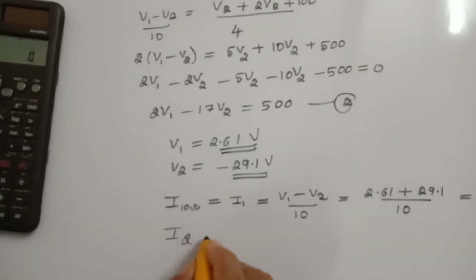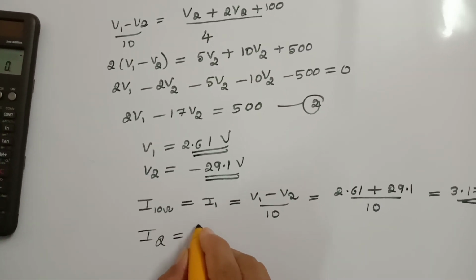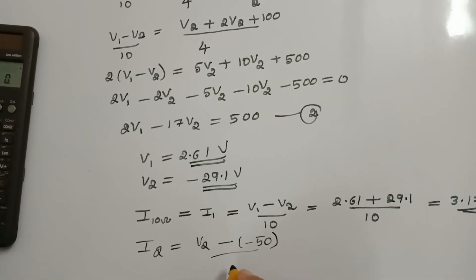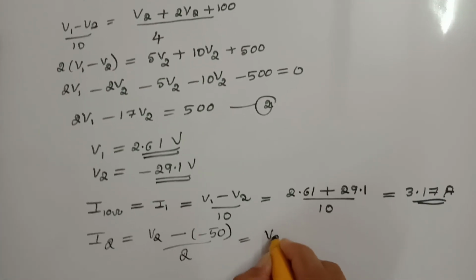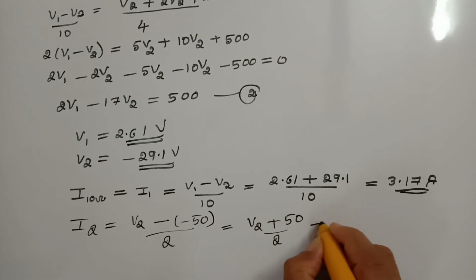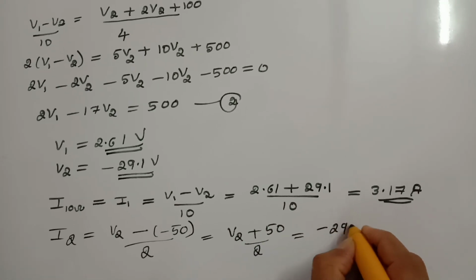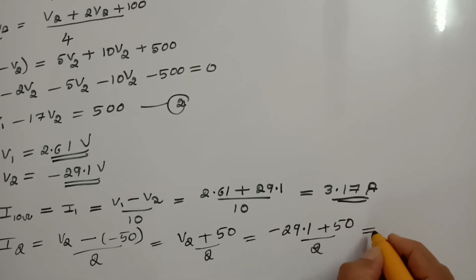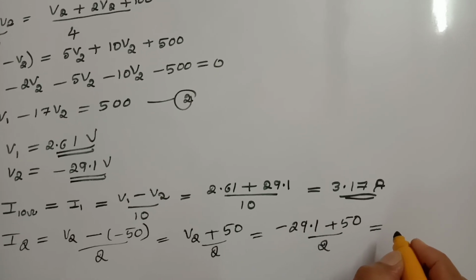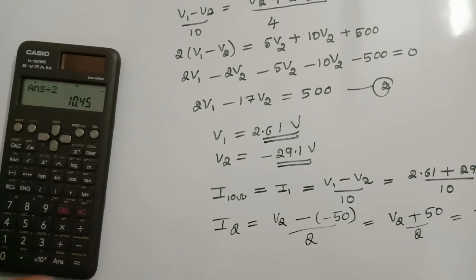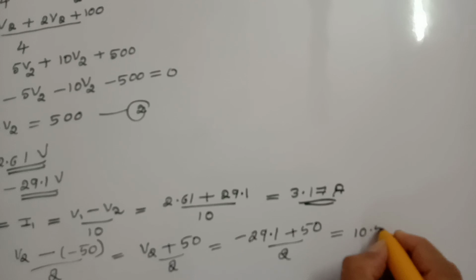And current I2 is nothing but this current, which is equal to V2 minus of minus 50 divided by 2. So I'll write here I2, which is equal to V2 minus of minus 50 divided by 2. So I'll write (V2 plus 50)/2, that is substituting V2 as 29.1, plus 50 divided by 2, which is equal to 10.5 amps.